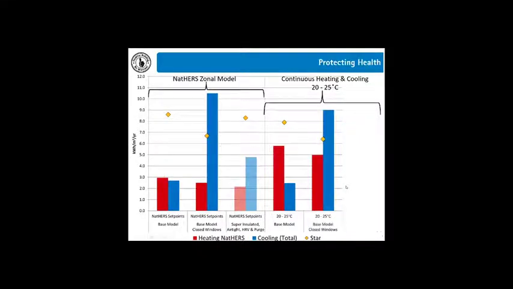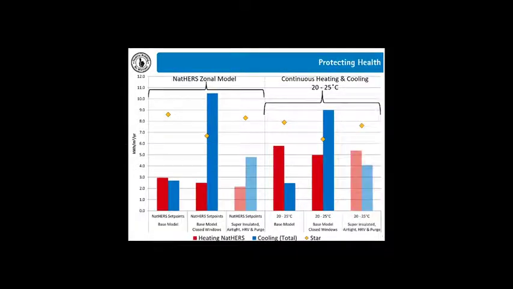Then you move to the second case, where you close all the windows and drive up the cooling load again. But you do notice that in the continuously running air conditioned model, you don't get the same amount of cooling load as in the zonal model. This is because you're not creating the hot box effect and then having to use the air conditioning systems to draw down the temperature from 35 or 40 degrees in a certain zone within the house when you want to maintain comfort.